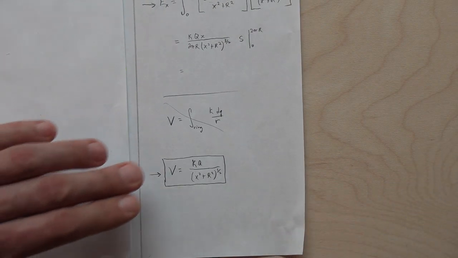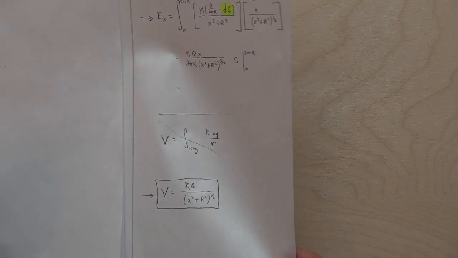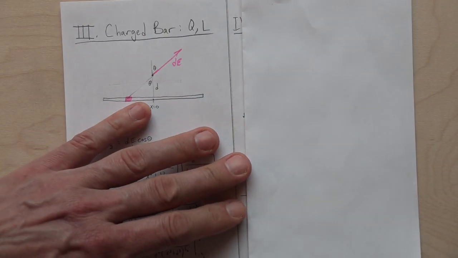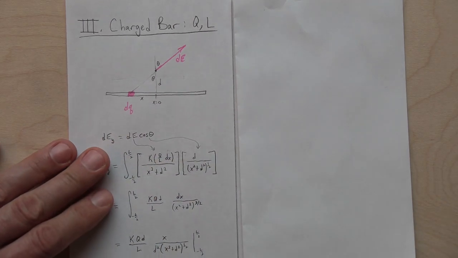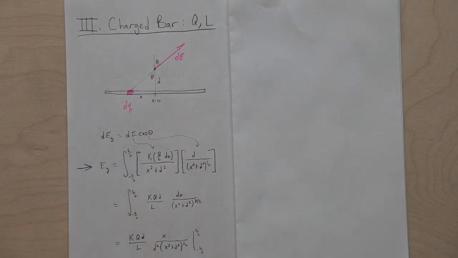And if you just write that as an answer, chances are you'll get full credit on the AP. So you don't have to perform that integral to get full credit. Okay, the next charge distribution that we studied is the charge bar. This turns out to, I would say, be the hardest charge distribution that we studied in this distributed charge unit.